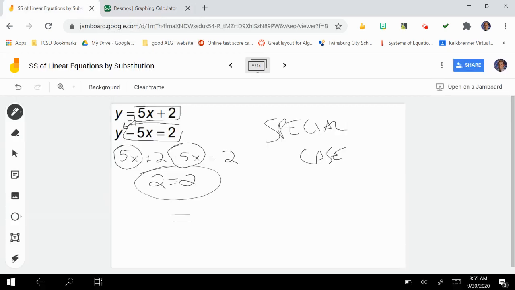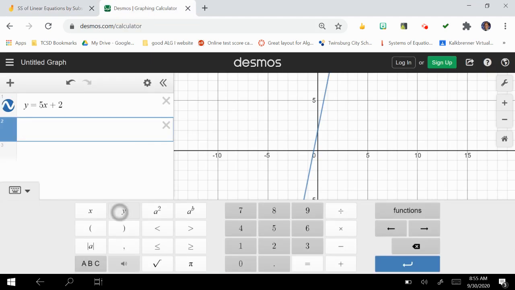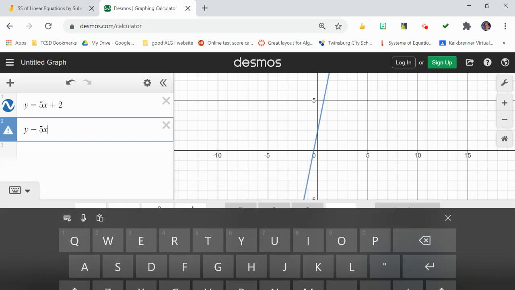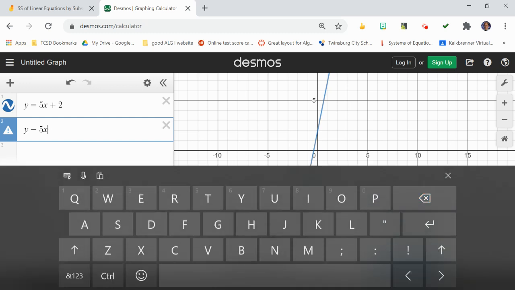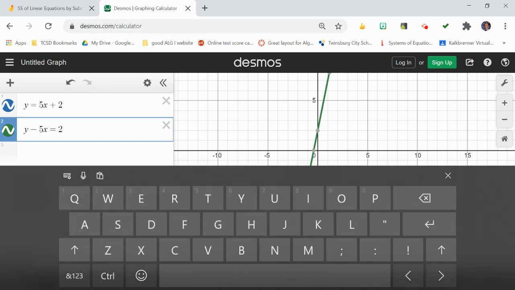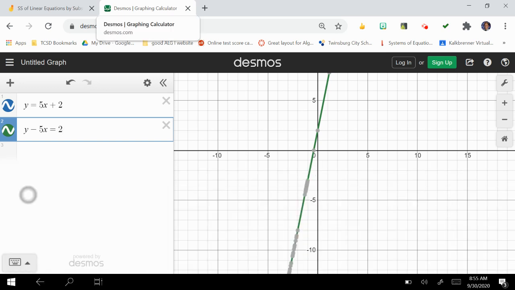And then our other equation said y minus 5x equals 2. So if you notice, when I graph these, what happens is that we have all these silver dots because those are all points of intersection.